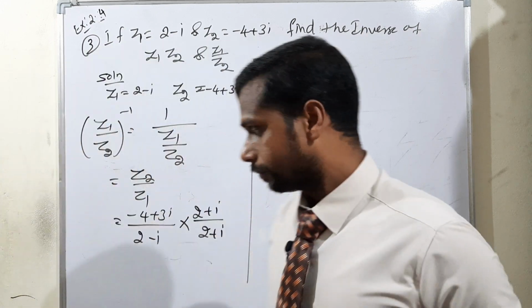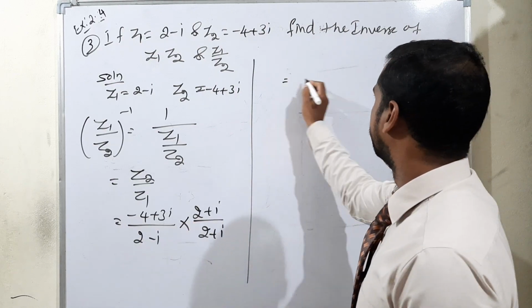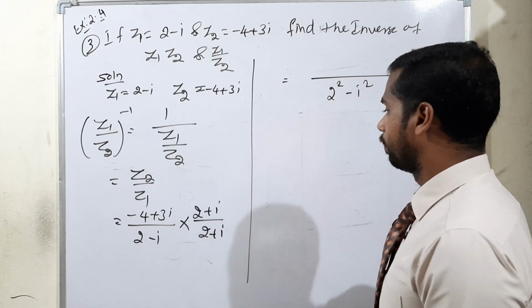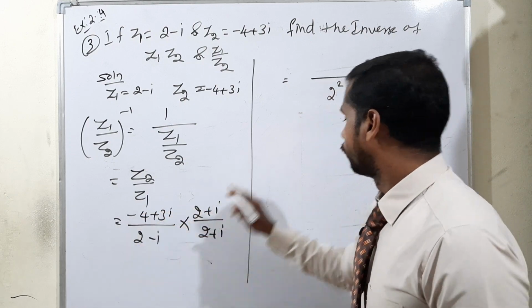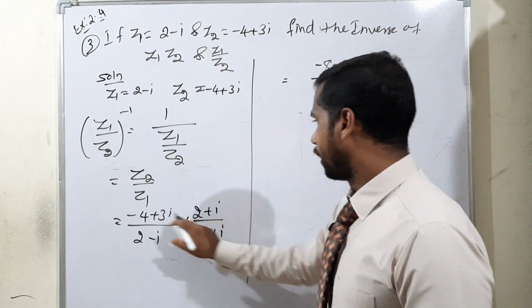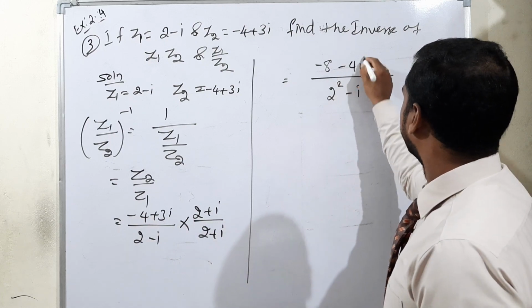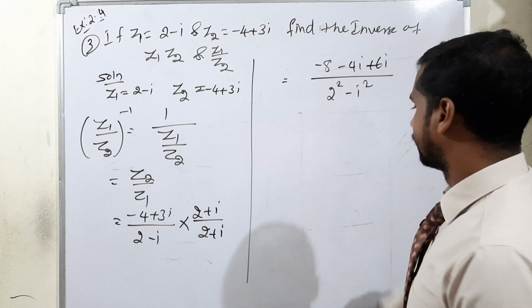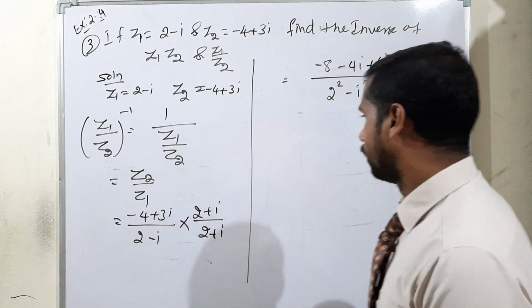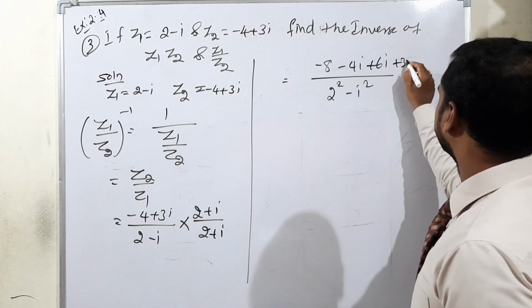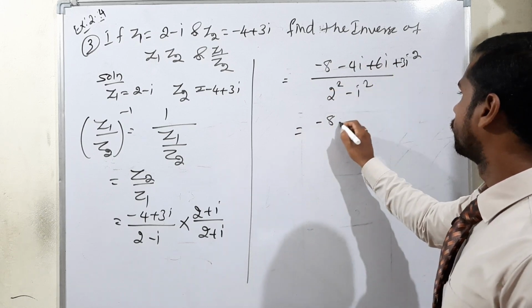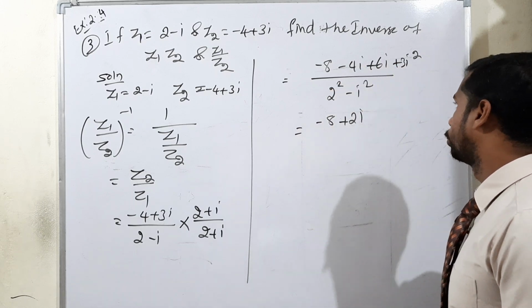Then the denominator is very simple, a plus b into a minus b: 2 square minus i square. So the numerator: minus 4 into 2 is minus 8, i into minus 4 is minus 4i, plus 3 into 2 is plus 6i. Again the last term, 3i square, isn't it? Therefore minus 8 minus 4i plus 2i plus 6i means plus 2i will come.